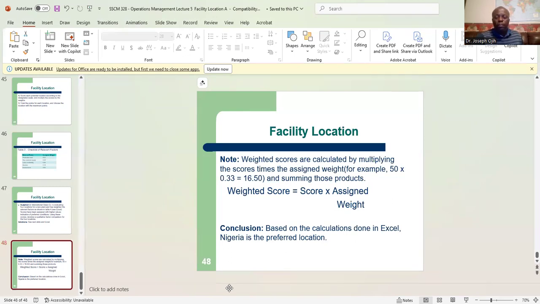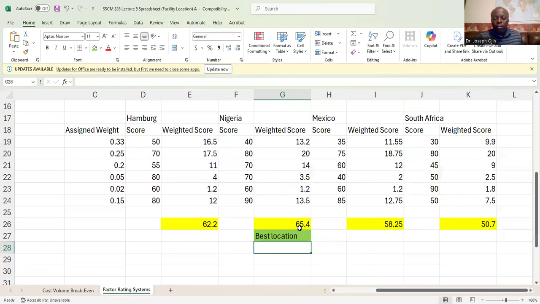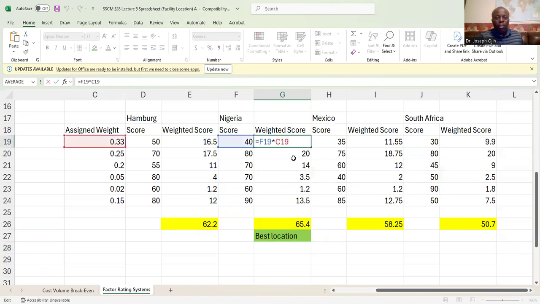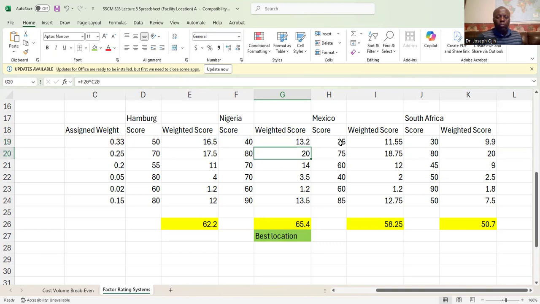So what was your question again? Oh yeah, I wanted to see how you got the weighted scores for Nigeria. Oh, this one here. You multiply the score here times the weight. And then for Mexico, you multiply 35 times 0.33, and so on. Yes. Okay.